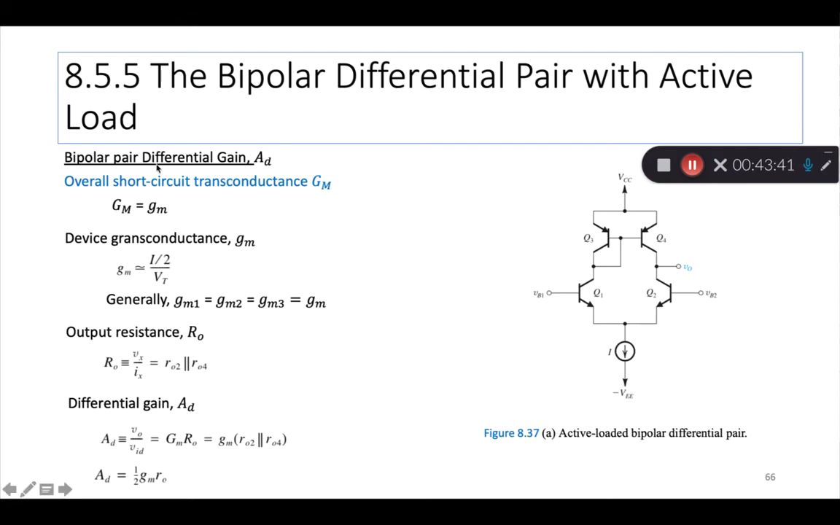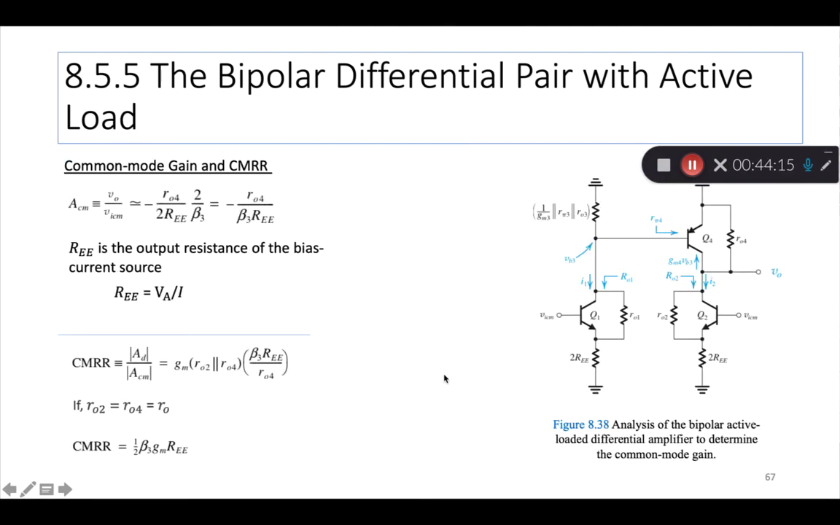Again, we need to find CMRR, but to find CMRR we first have to find AD, or a formula for AD. And the formula for AD, same logic, a capital Gm into RO, and that becomes gm, small gm, times RO, which is RO2 and RO4 in parallel, and you get the differential gain.